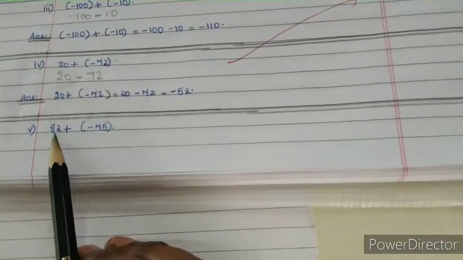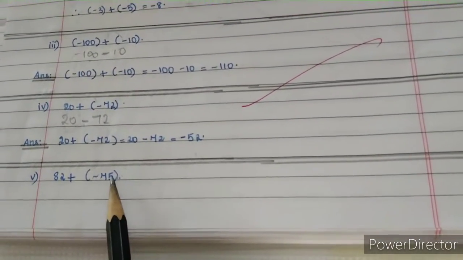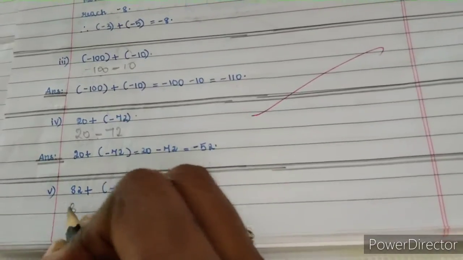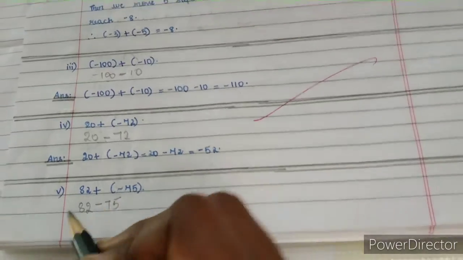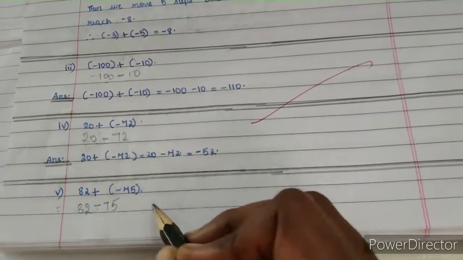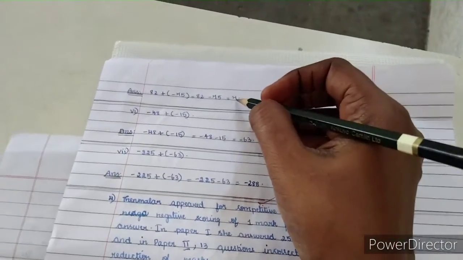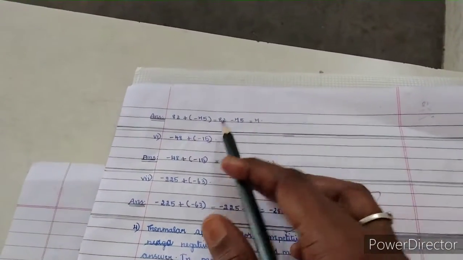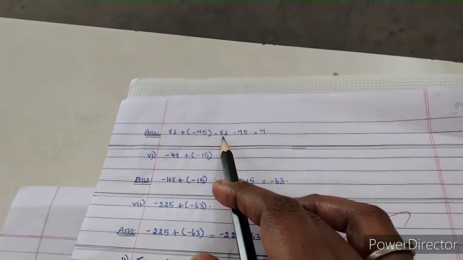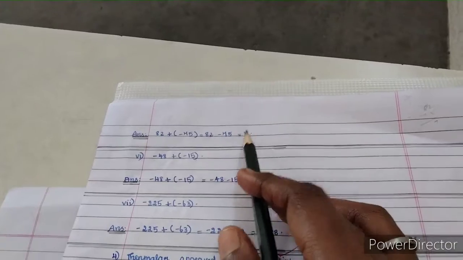Let's try one more sum. 82 plus, in the bracket they have given minus 75. So 82 plus into minus, minus 75. So now plus into minus, we have to subtract these two numbers. So you will get the answer as 7. And now which number is greater? It is 82, the sign for that is plus, so plus 7.